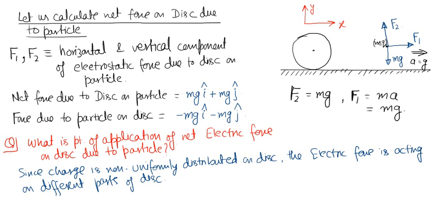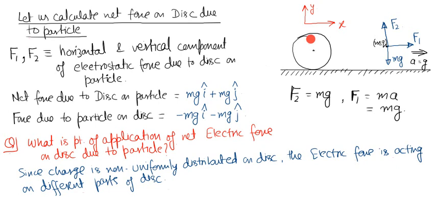The answer is that since charge is non-uniformly distributed on the disk, the electric force is acting on different parts of the disk. So although I know the net electric force acting on the disk due to the particle, which is minus mg i cap minus mg j cap, I do not know the point of application of this net electric force. In the case of the particle, the entire charge is concentrated on the particle itself, so I know that the point of application is the particle itself.